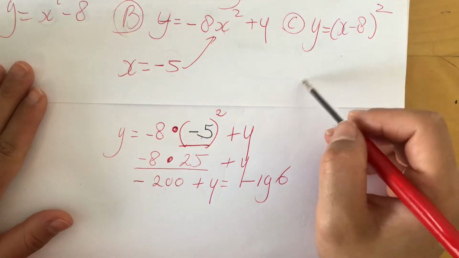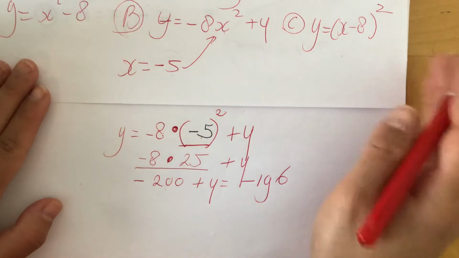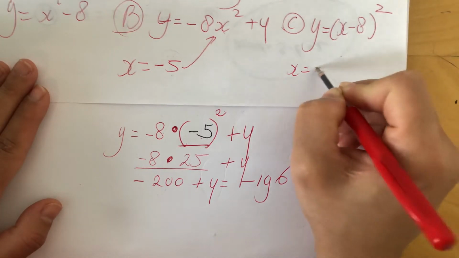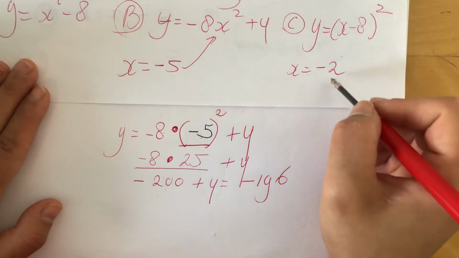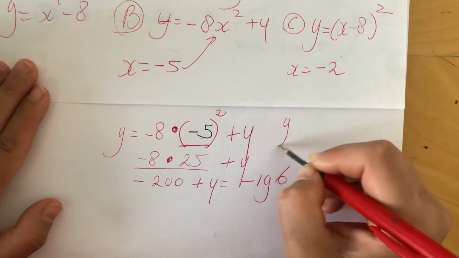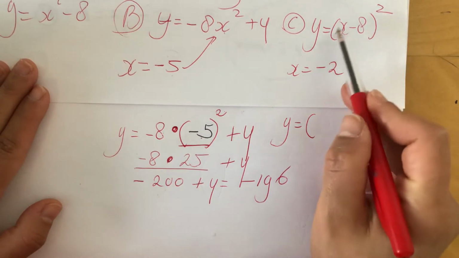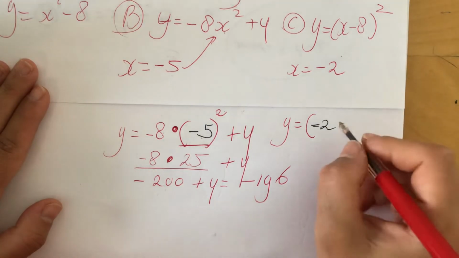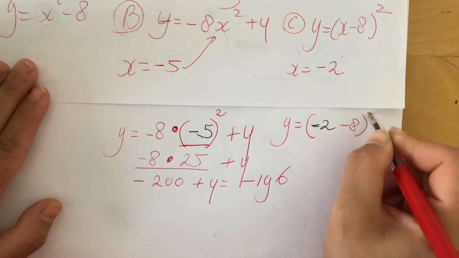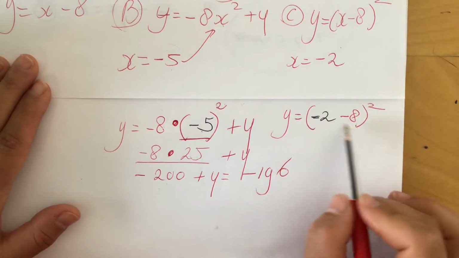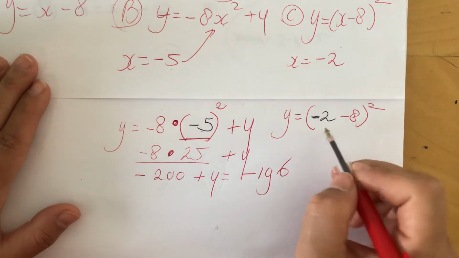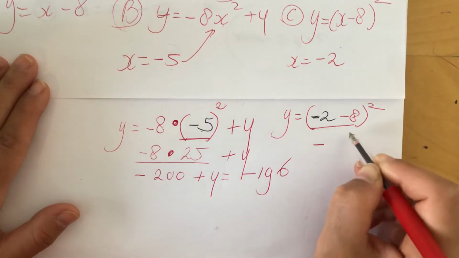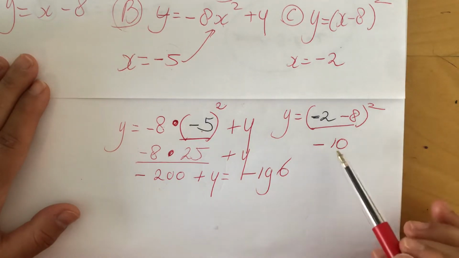Now, let's fill in a negative number. I'm doing on purpose the most difficult ones. X is, let's try this one. Let's say -2. You fill it in. So you get y equals opening bracket, on the spot of x, we get -2 and then -8 closing bracket to the power of 2. Solving, whatever is within the bracket goes first. -2 minus 8 is -10. And remember, it's a negative number.